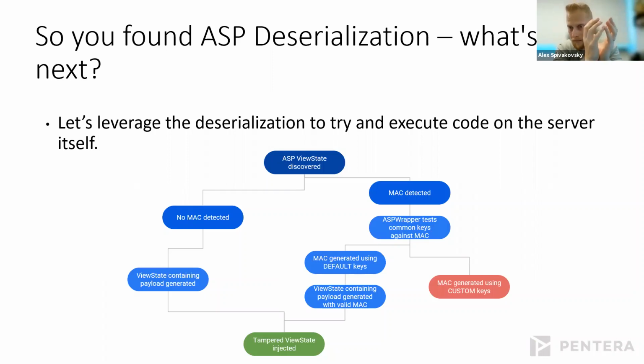stream of bytes. So you will only give YSoSerial this project. You will say, okay, I want to execute PowerShell, invoke web request, download and execute, and it will wrap it as a .NET object that you can send with the injected view state.